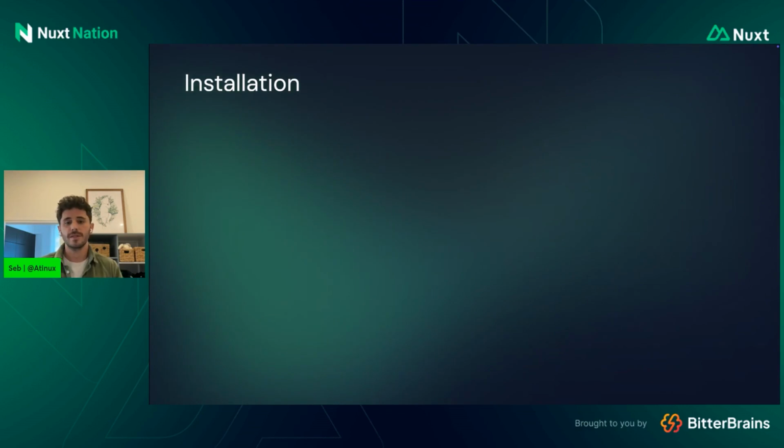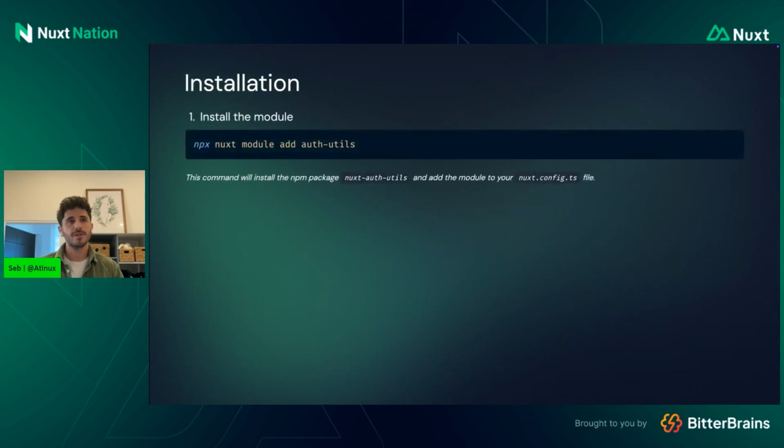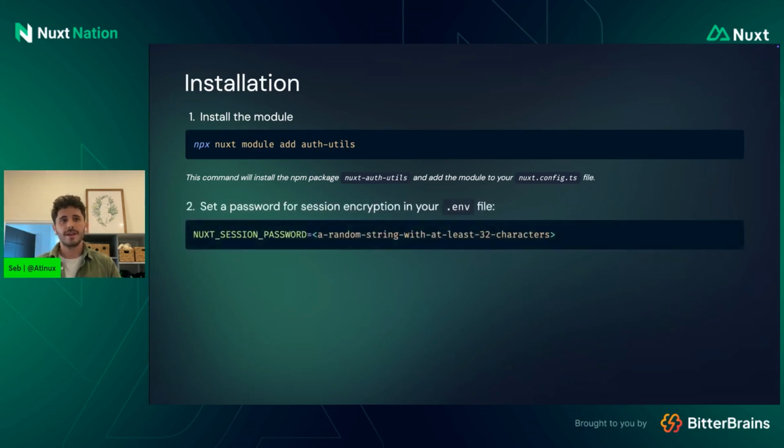And the installation is quite simple. First, you install the module using the famous npx nuxt module add command with auth-utils as the module name. It will install the package with your favorite package manager and add it into your nuxt.config.ts file.